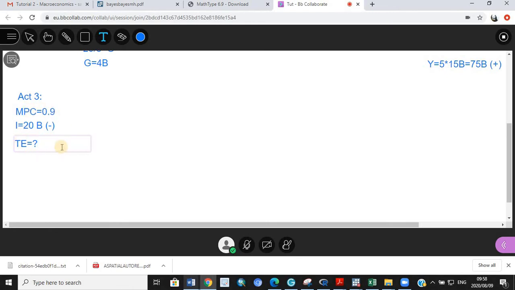So here again the multiplier is the same. Here we'll say that M should be equal to 1 over 1 minus C, right? And M should be equal to, in this case, 10.